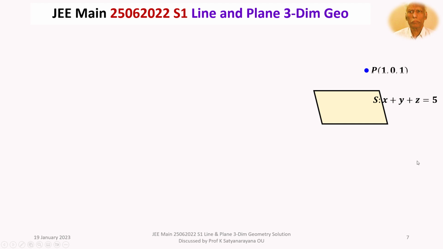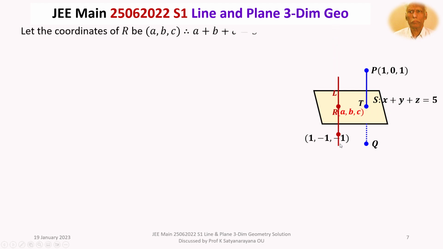And the story so far is this one. Q is the mirror image of P, and there is a point (1, -1, -1). The line L is parallel to PQ passing through this point, and the coordinates of R, we have taken as A, B, C. Because it lies on S, it satisfies the plane equation. Therefore A plus B plus C is equal to 5. And because it lies on the line L, it satisfies the line equation. That is (A minus 1) by 1 is equal to (B plus 1) by 1 is equal to (C plus 1) by 1. This we have already seen in the last slide.